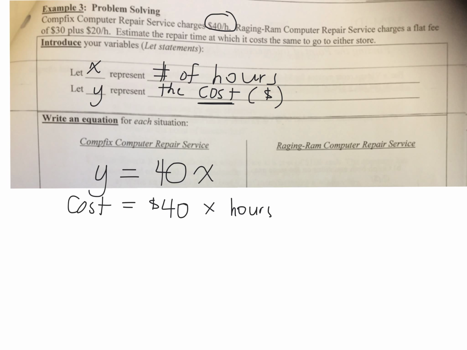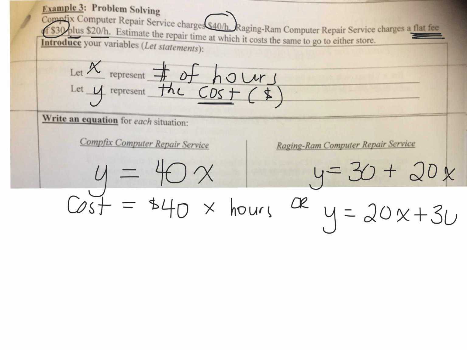80 bucks. Okay. Now, Raging Ram charges a flat fee of $30 plus $20 per hour. So what would be an equation to represent Raging Ram? Excellent. Y equals 30 plus 20x. Or can we write it like this? Y equals 20x plus 30. Does it matter? No. Which one is going to be a direct variation and which one's going to be partial?